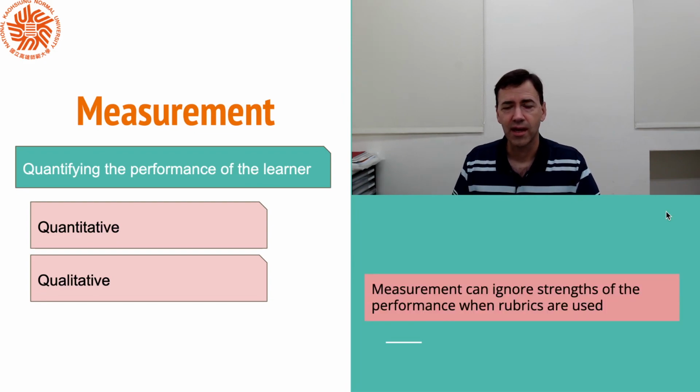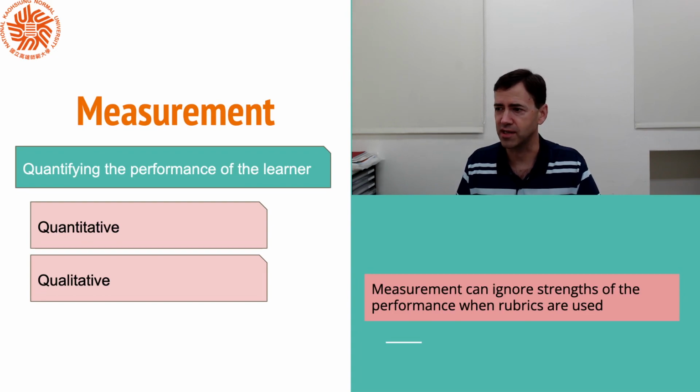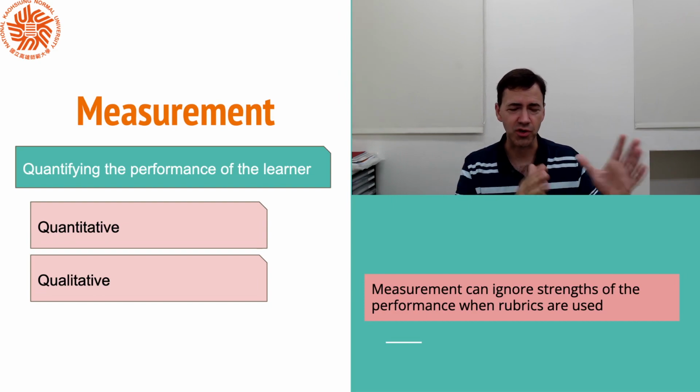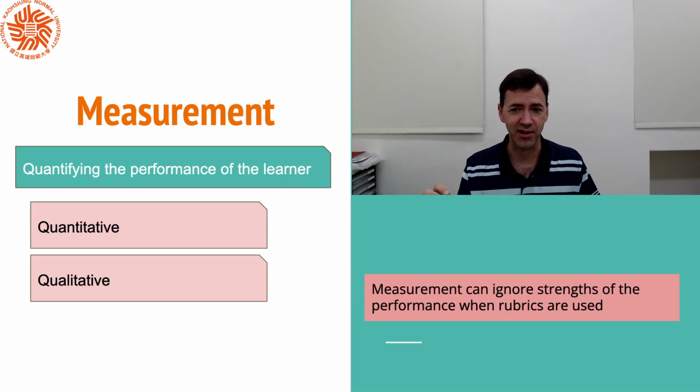Okay, so measurement can ignore the strengths of the performance when rubrics are used. This is something you have to be very careful about in assessment. If you give a rubric and you assess, it's one of the reasons why sometimes I don't like to use rubrics when I assess writing, because once you give 4 categories, actually your student might be good at something else, but it's not really covered in the rubric. And so based on the rubric, they could get a bad score. And that happens vice versa. Maybe they have something that they're really bad at, but you never put that in the rubric.